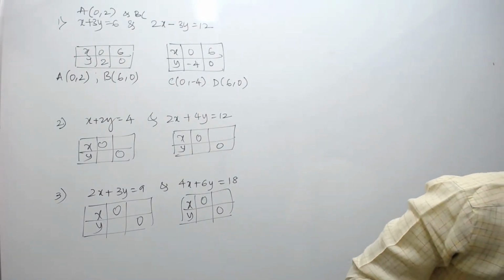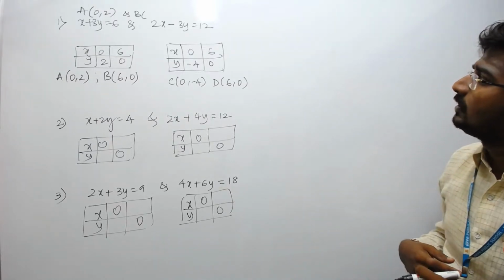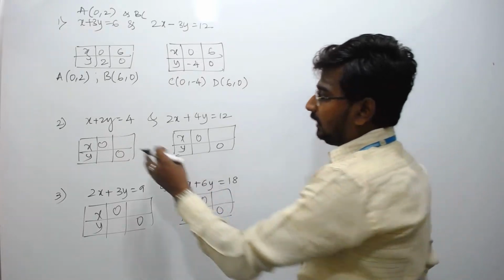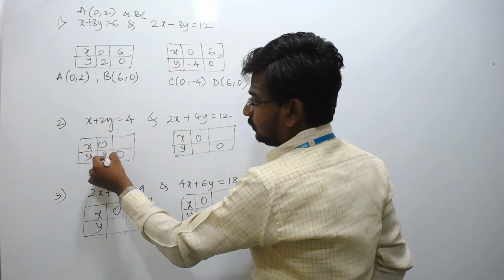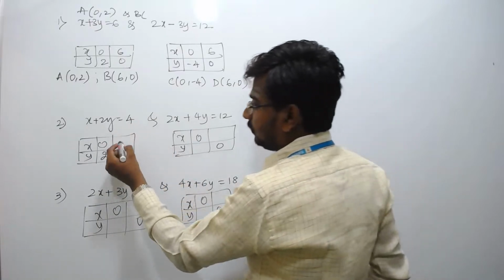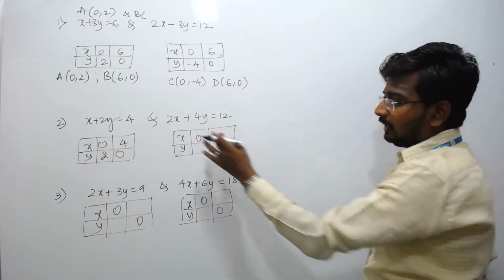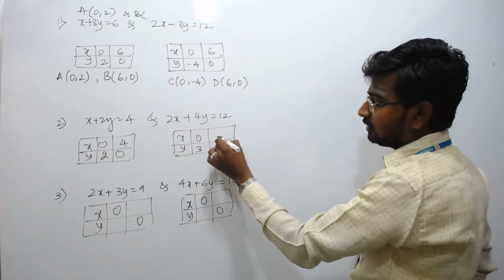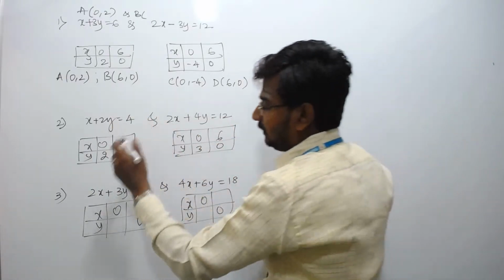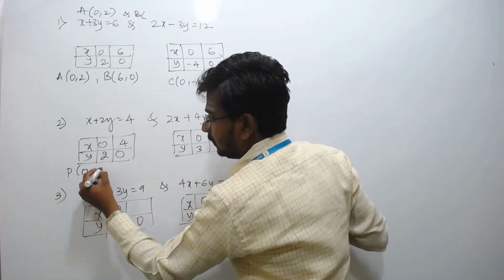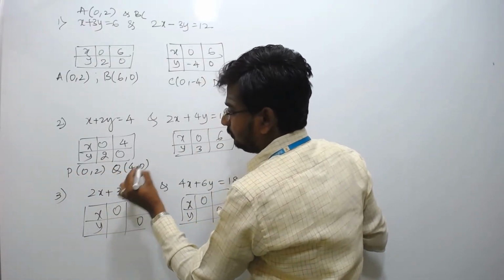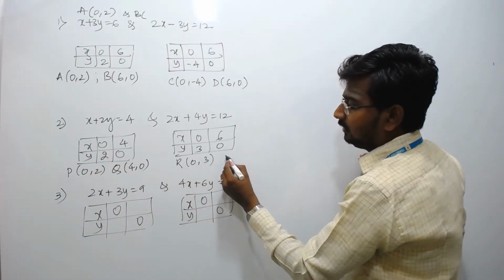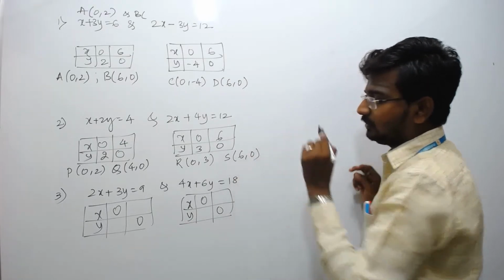y equal to 3. Which question? 2.5 and all. I think you have said it for the third one. Let me see. Again, when x is 0, y value is 2. When y is 0, x value is 4. Again, when x is 0, 4 ones are 4, 3 fours are 12, so y is 3. When y is 0, 2 ones are 2, 2 sixes are 12, so x is 6. So I will represent these as P (0, 2), Q (4, 0), R (0, 3), S (6, 0).